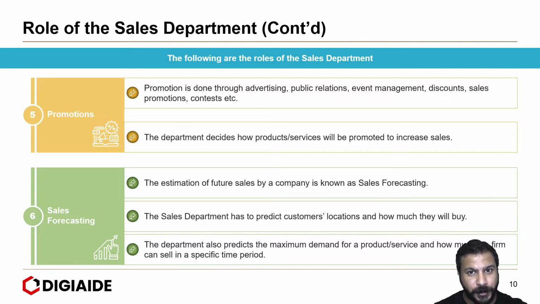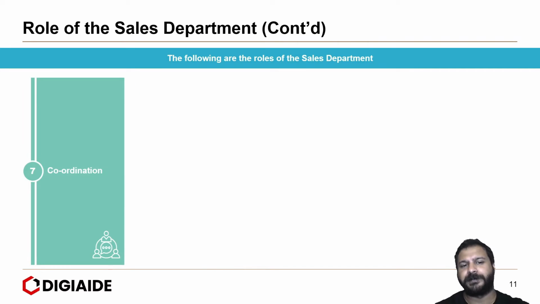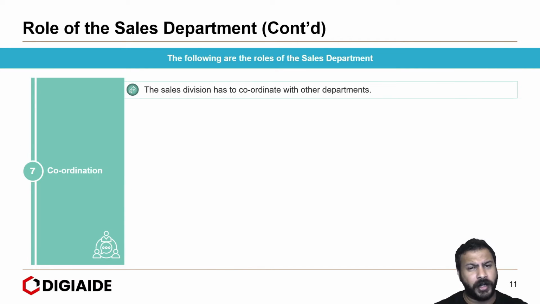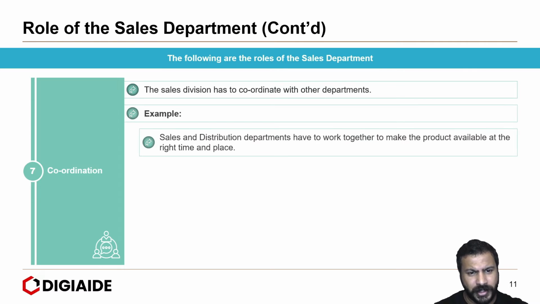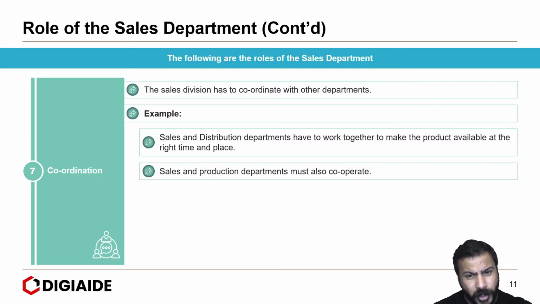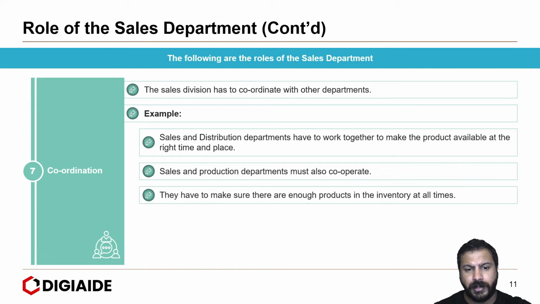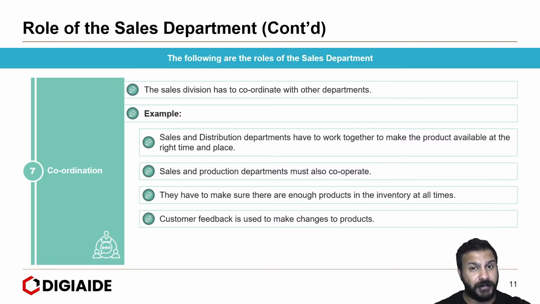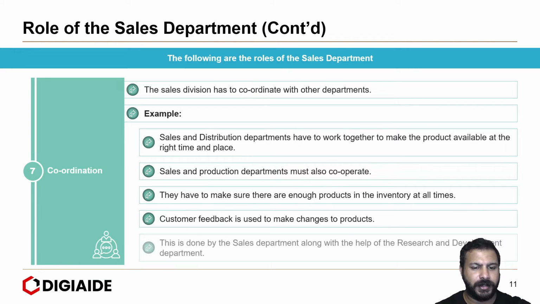The department also predicts the maximum demand for a product or service and how much the firm can sell in a specific time period. Number 7. Coordination. The sales division has to coordinate with other departments. For instance, sales and distribution departments have to work together to make the product available at the right time and the place. Sales and production departments must also cooperate. They have to make sure they have enough products in the inventory at all times. Customer feedback is used to make changes to products. This is done by sales department along with the help of R&D department.